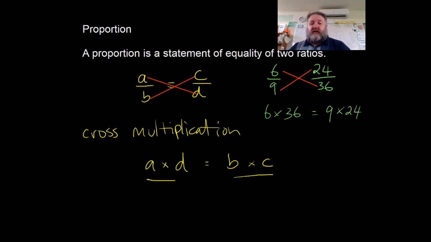So 6 times 36 will equal 216. 9 times 24 happens to equal the same. And so I can say that the two ratios that I started with are actually equivalent, that they're equal to each other. So proportional statements of ratios, that's what we just showed with this cross multiplication. Okay?